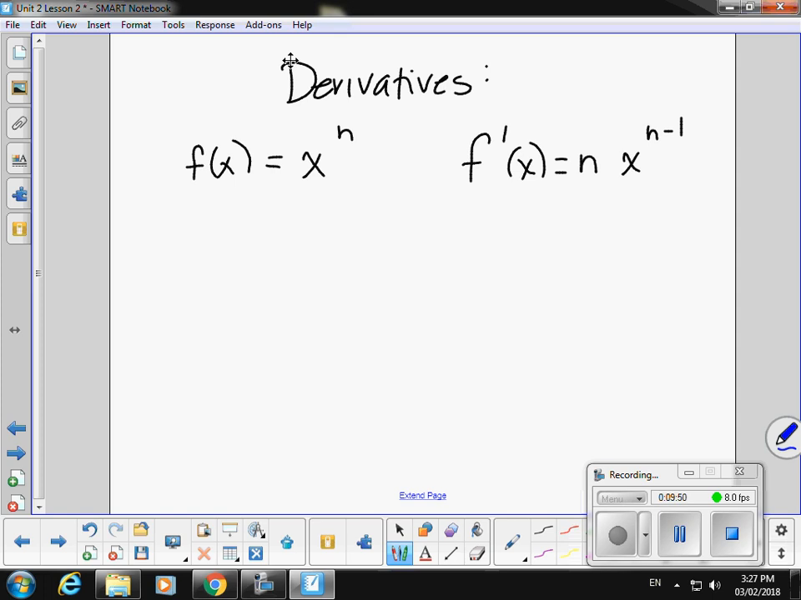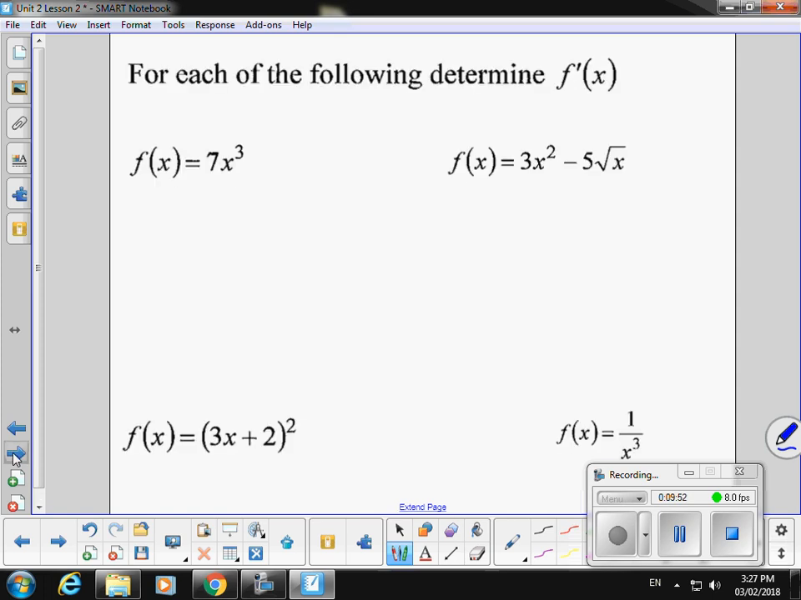No limits. First one. If f(x) equals 7x cubed, then I want to find f prime of x, or the derivative in the general case. I'm going to bring my exponent down, so I bring the 3 down. 3 multiplied by 7 is 21, and I reduce my exponent by 1. Done.